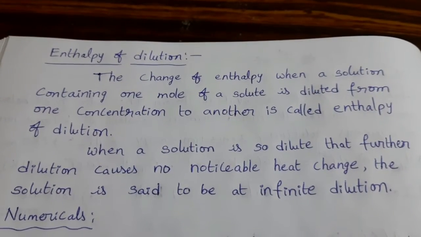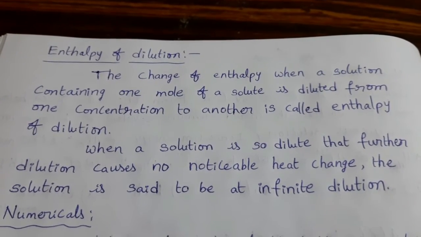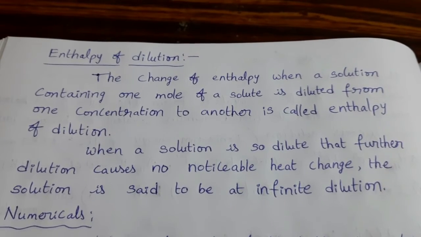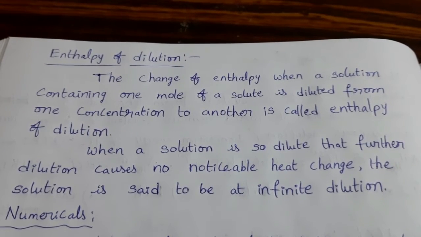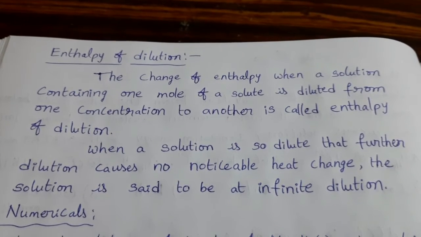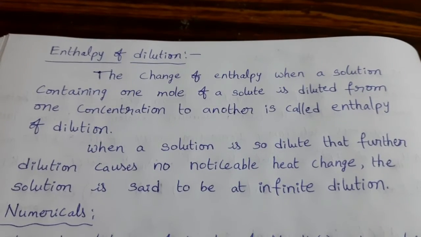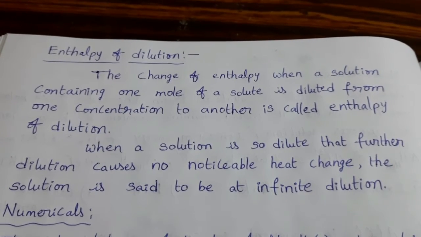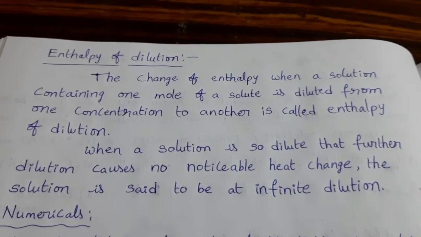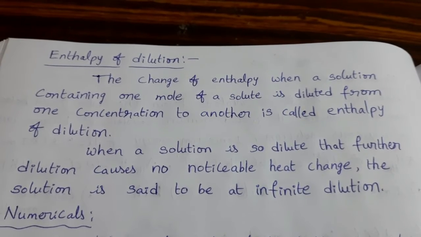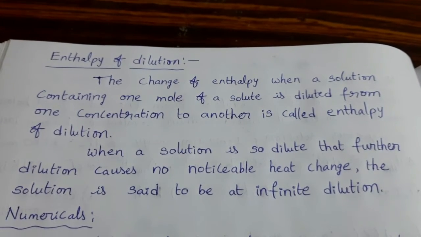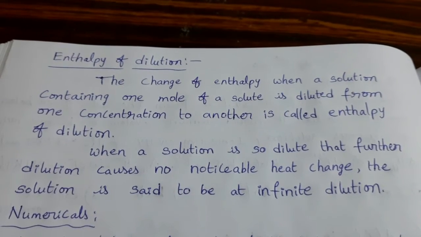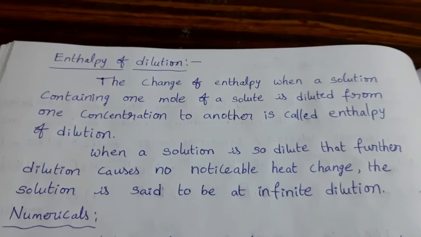When a solution is so dilute that further dilution causes no noticeable heat change, the solution is said to be at infinite dilution. Take a dilute solution. To that dilute solution, if we add some more amount of solvent, that means further dilution takes place, then also no heat change is observed. Then we can say that solution is at infinite dilution.